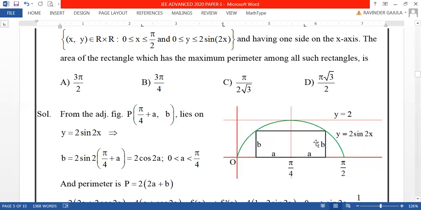This is the whole region. In the whole region below the curve and above the x-axis, 0 less than x less than or equal to pi by 2 means from x 0 to pi by 2. But y is below this curve means above x-axis. Above x-axis means y is greater than or equal to 0, less than or equal to sine 2x. So within the region, rectangles have been inscribed such that one side of the rectangle is on the x-axis. Right.